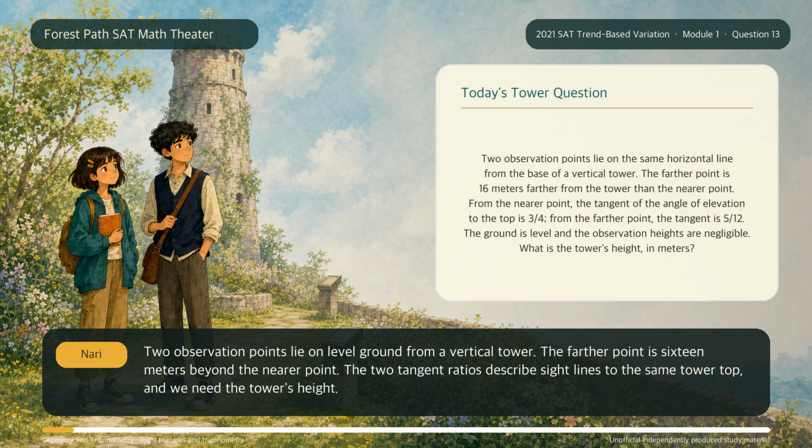2 observation points lie on level ground from a vertical tower. The farther point is 16 meters beyond the nearer point. The 2 tangent ratios describe sight lines to the same tower top, and we need the tower's height.